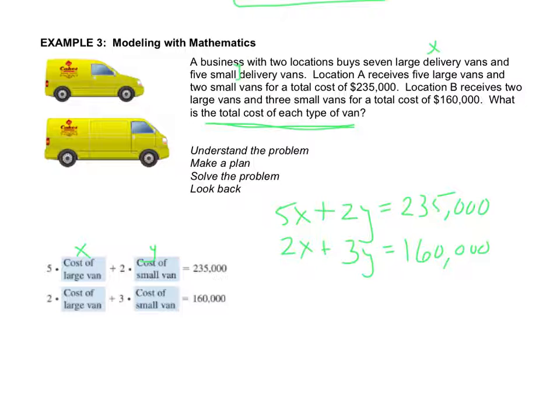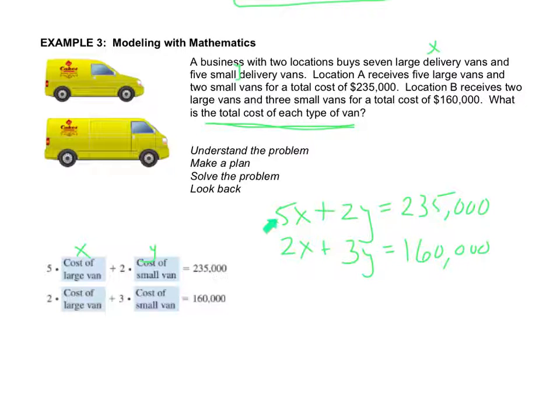So again, we want opposite coefficients on the X or on the Y. And again, there really isn't a perfectly correct answer to which way to go. You could decide to get rid of the X's. You could decide to get rid of the Y's. But basically, when you look at this one, we're going to have a little bit of a situation where we're going to multiply both equations by something.